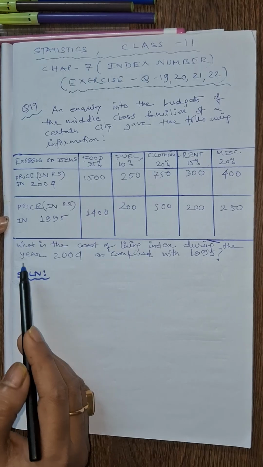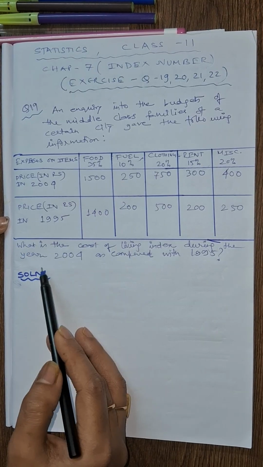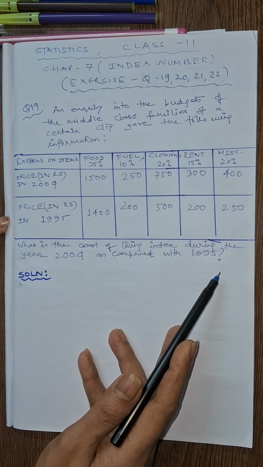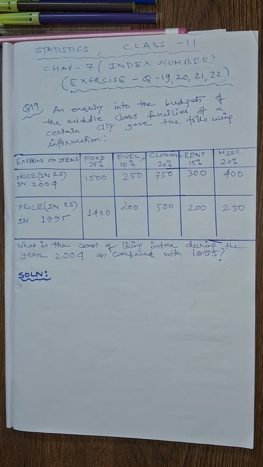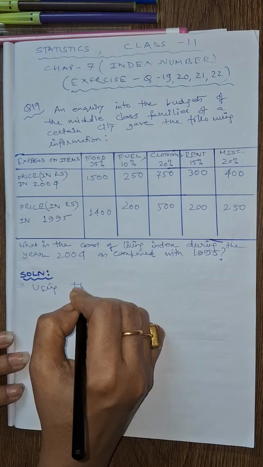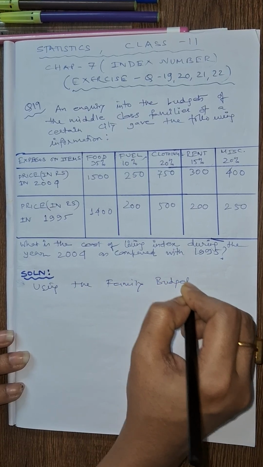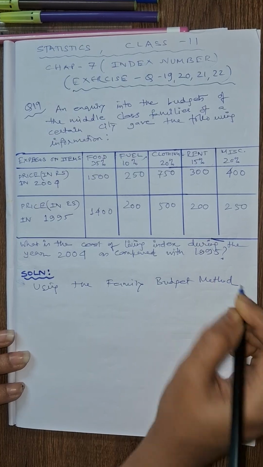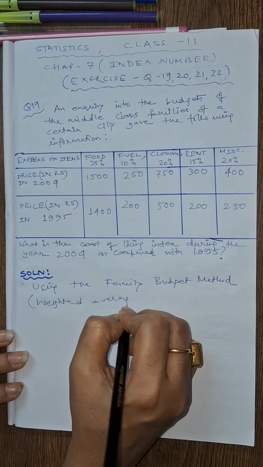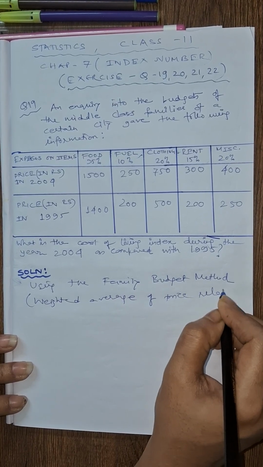Now what we will have to do is calculate the cost of living index during the year 2004 as compared with 1995. So we start with the solution. Now using the family budget method, or the weighted average of price relatives, this method we will use.